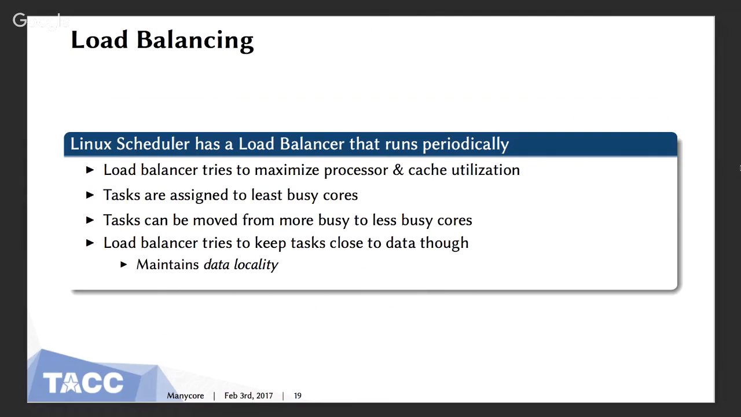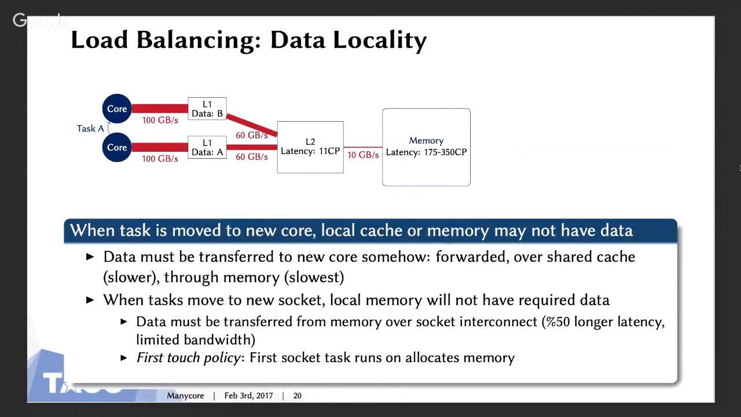The other aspect of this is that the load balancer tries to keep tasks close to the data. It wants to maintain what's known as data locality. The closer the core that the task is running on is to the data that task needs to operate on, the faster it'll have access to that data because of this memory hierarchy that we talked about. So what can happen is when a task gets moved to a new core, the local cache or memory on that core might not have the data that it needs.